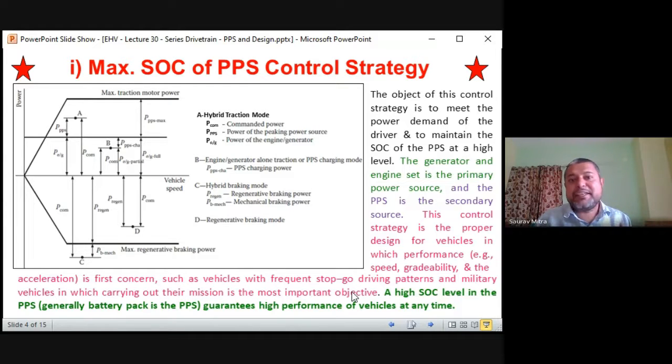And this max SOC PPS control strategy means that even in a very difficult situation, the PPS should be able to supply enough SOC or charge to the electric vehicle. A high SOC level in the PPS, generally the battery pack is the PPS, guarantees high performance of the vehicle at any time. That means whatever is the bumper source, whatever is the auxiliary source, that should always be fully charged, and we have to ensure that.